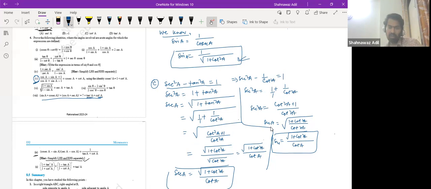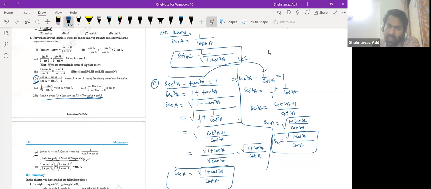You wrote sec square A minus tan square A, right? This is equal to 1. This one you suggested, right? You suggested that I can write tan as 1 by cot. In this equation, I can write tan as 1 by cot. So that is what I have done, right? What I'm trying to say is that now we did the reciprocal of tan A and sin A. Like that we can do the reciprocal of sec A and solve it the same way.